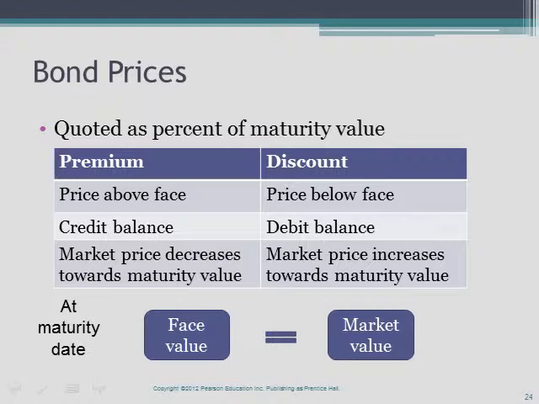Since bonds payable is a liability account, premium on bonds payable is also a liability, and discount on bonds payable is therefore a contra liability account. As a bond nears maturity, its market price moves toward par value. Therefore, the price of a bond issued at a premium decreases toward maturity value. The price of a bond issued at a discount increases toward maturity value. On the maturity date, a bond's market value exactly equals its face value because the company that issued the bond pays that amount to retire the bond.